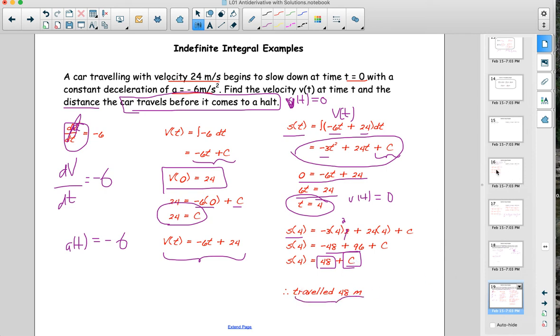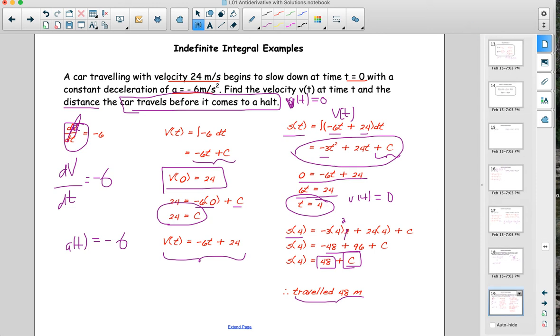All right, so that's the end of the first part of this lesson, looking at antiderivatives. And I will record the second part shortly.